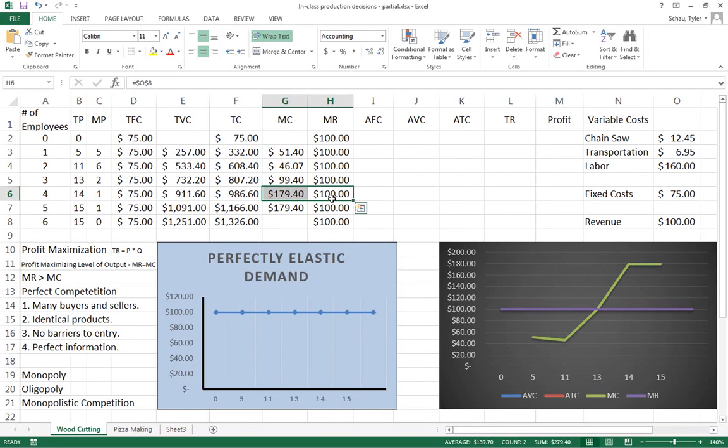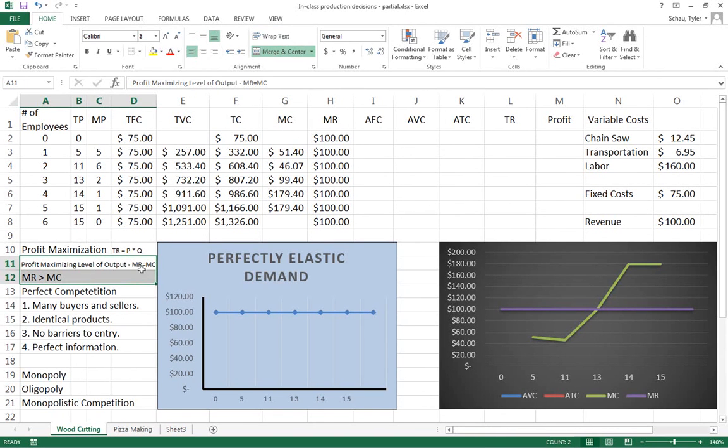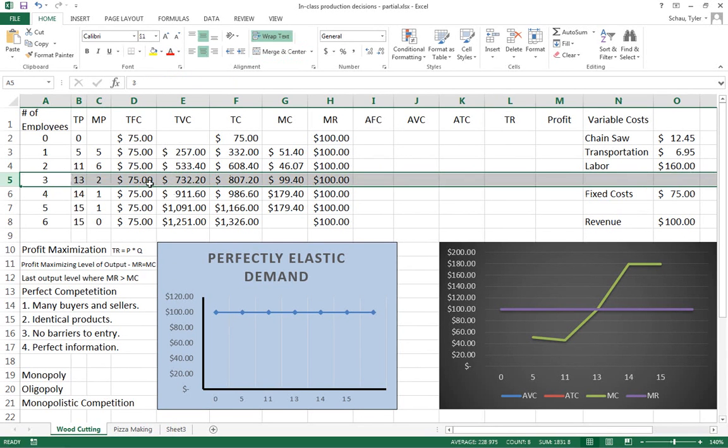$160 labor charge. We're pretty certain now, if we use this rule here, this marginal profit maximizing level of output, where marginal revenue is equal to marginal cost, or if that doesn't exist, and most of the time it won't, go to the last output level where marginal revenue is equal to marginal cost. And I'll change this to like a last output level where marginal revenue is just greater than marginal cost. Happens to be at this level.